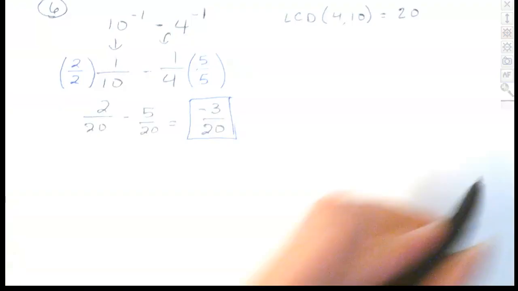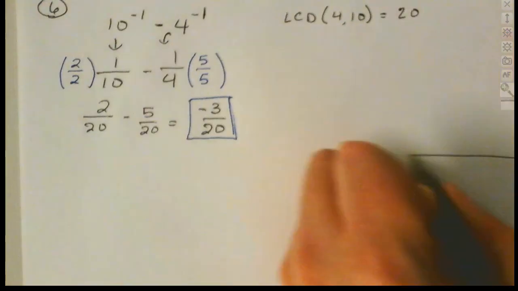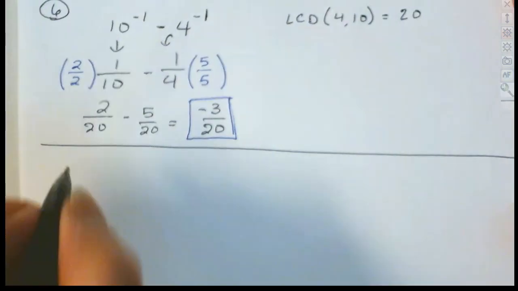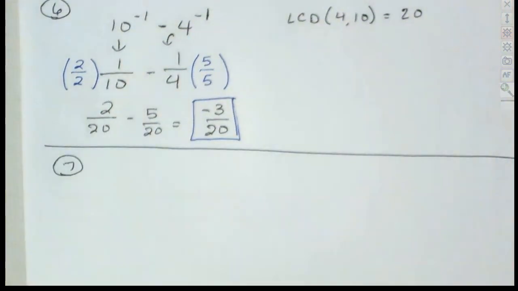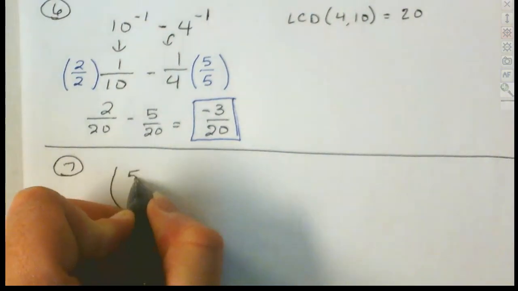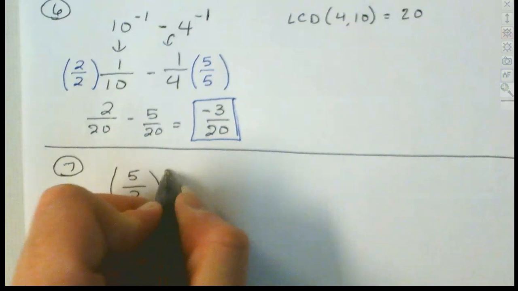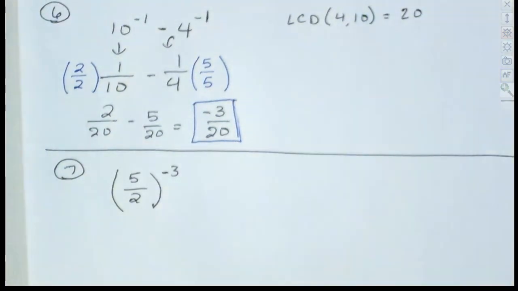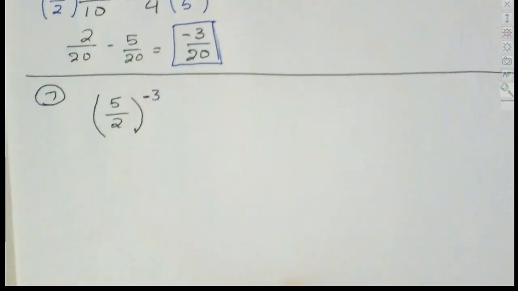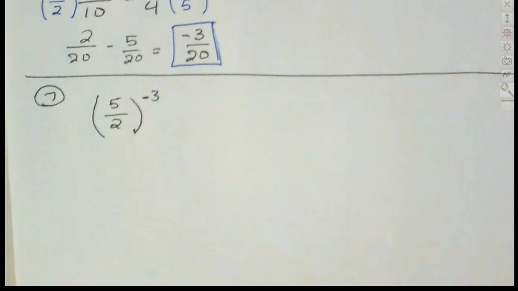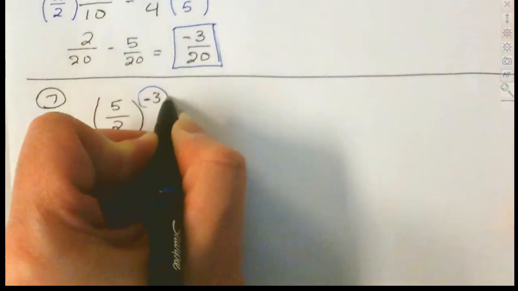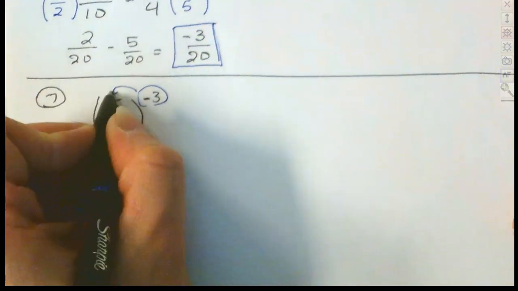Next, we'll look at 7. For question 7, we've got a 5 over 2 to the negative 3rd power. There's 2 ways to work with this. We can either flip the fraction at the beginning, or we can just simply distribute that negative 3 through. I'm just going to go ahead and distribute the negative 3 through.